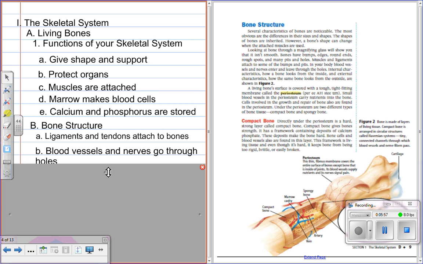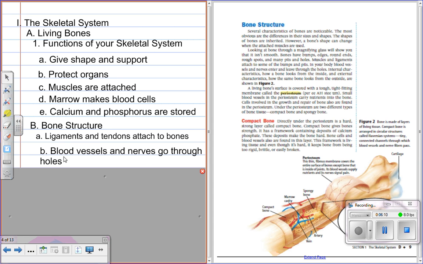Okay. Blood vessels and nerves go through the holes. Okay, because when you bang your bone, it hurts. And it hurts because of nerves. And you can get bone bruises. A bone bruise is when you break the blood vessels in a bone.